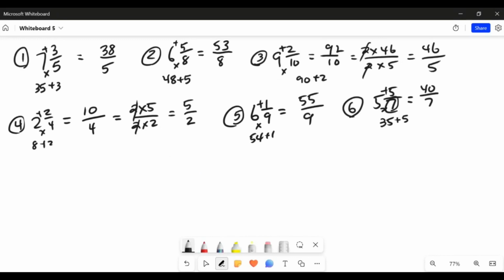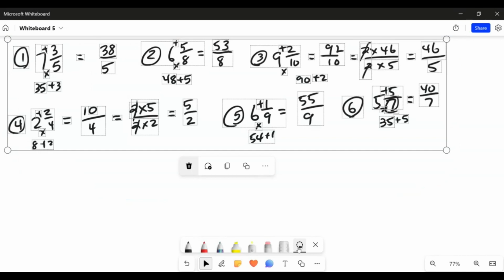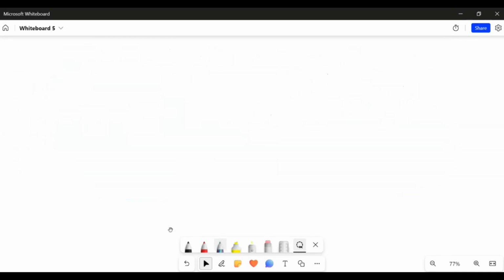Okay. All right, we're going to skip a little bit and go down to the next section. It says they want us to convert 113 over 12 and change it to a mixed number. So we're converting, this time, an improper fraction into a mixed number.